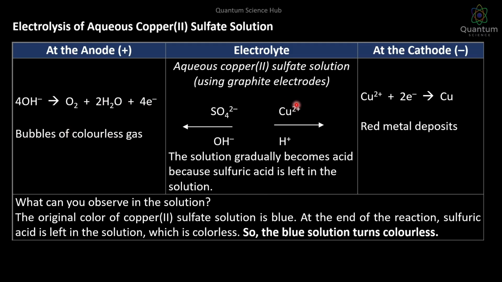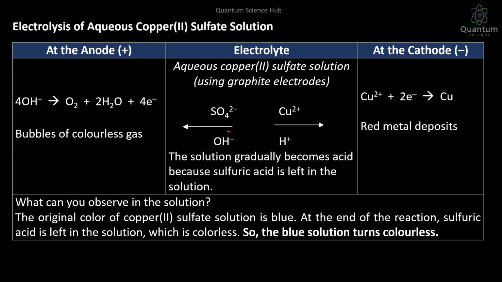Now at the cathode, we have Cu2 positive or H positive. Which one will be chosen? We will choose copper, because if you check the metal reactivity series one more time, copper is below hydrogen. Again, we take the lower position of metals for positive ions in the metal reactivity series, right? So Cu2 positive plus 2 electrons produces copper, and the color of copper is red. So the observation here is red metal deposits. That means the metal will accumulate at the cathode, and that's why the cathode will become bigger and increase in mass.